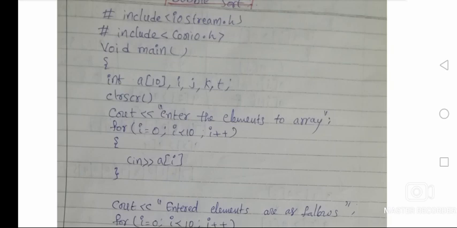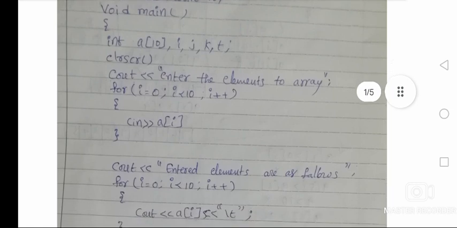What are the variables we are taking here? One array, that is length of 10, and i, j, k, t. I means to store the elements in array. We are using in that loop i. j and k for sorting, and t is temp variable. So these are integer variables.